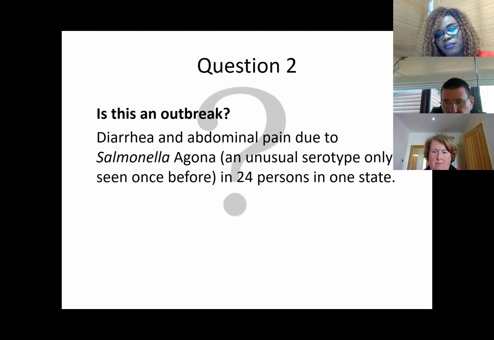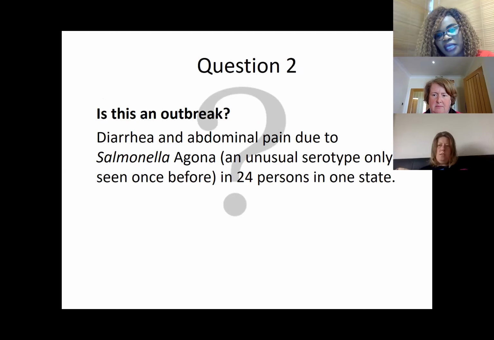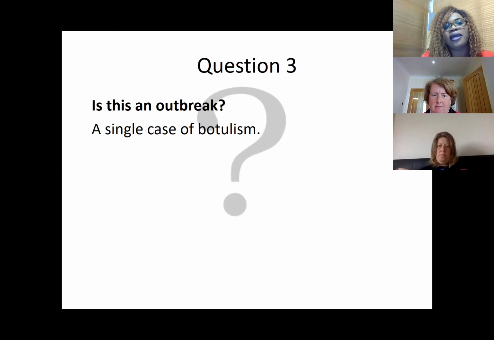Yes or no? Yes, it's an outbreak. I mean, it's more than 2 or 3, so that's definitely an outbreak. The next question, a single case of botulism? No. Fantastic. So this is not an outbreak because you require 2 or more people exposed to the same common source for it to be an outbreak.